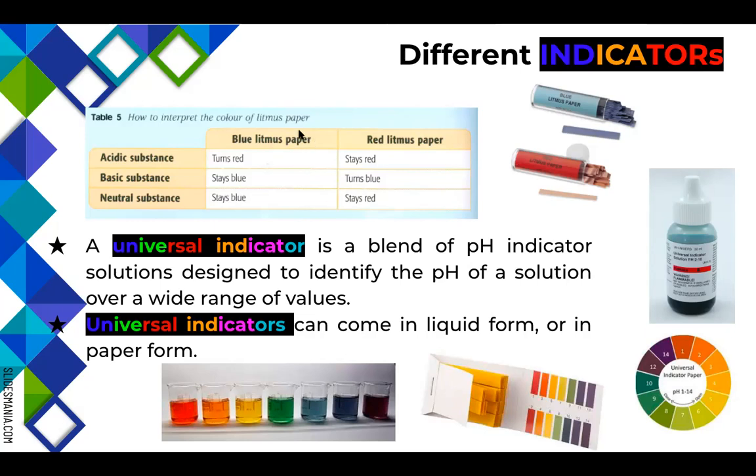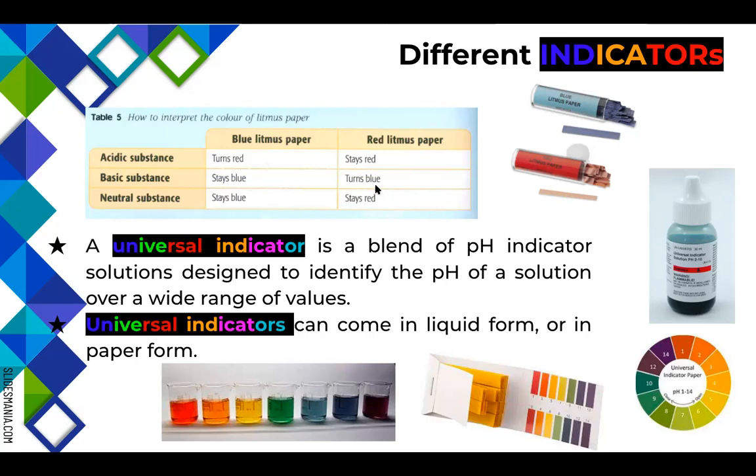We are comparing here, this is in your textbook, the blue litmus paper and the red litmus paper. If you put blue litmus paper in an acidic substance, it'll turn red. If you put red litmus paper in an acidic solution, it will stay red. If you put blue litmus paper in a basic substance, it'll stay blue. If you put red litmus paper in a basic solution, it will turn blue.